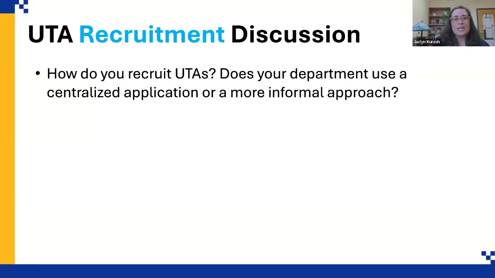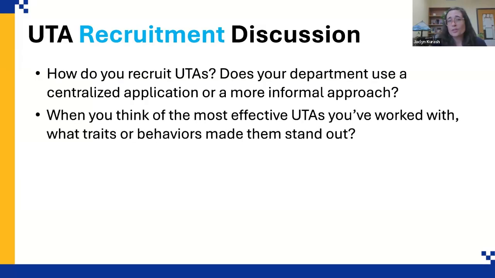So how do you recruit UTAs? Does your department use a centralized application or a more informal approach? I know for us, we use a more informal approach. We try to also identify students that we feel like would be good in these roles, and hopefully also try to do that in a way that ensures equity, diversity, and inclusivity. And then when you think of the most effective UTAs you've worked with, I love this question. Erica wrote it. What traits or behaviors made them stand out? And I was reading this earlier again and going, oh my gosh, yeah, I was trying to think about an answer for myself too here.